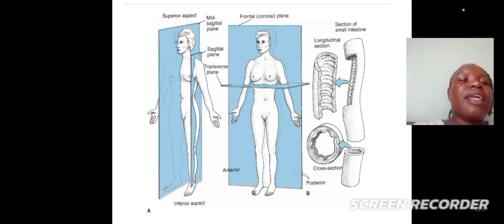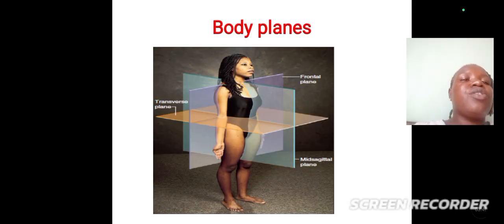Maybe I can show using a diagram. This diagram is showing the three main planes. In greenish, I think that is greenish, I'm not so good with colors, you can see the midsagittal plane. It's running vertically along the midline, dividing the body into what? Right and left equals. Then we have the one in purple.